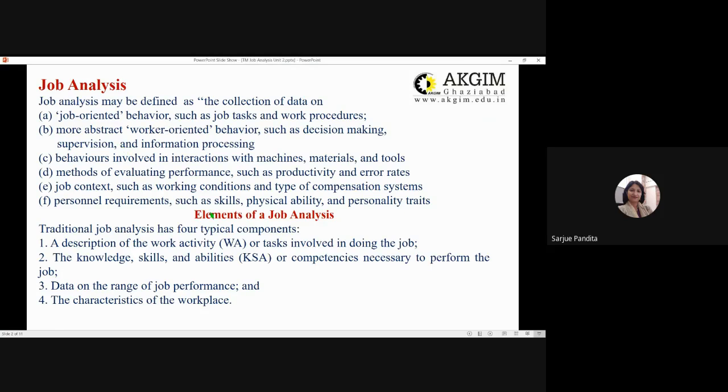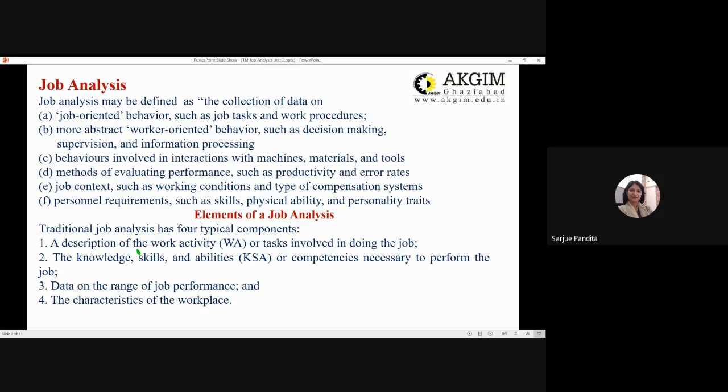Now, when we talk about job analysis, there are certain elements of job analysis. A traditional job analysis has four typical components. The first is a description of work activity or tasks involved in doing a job. What actually is a job? A job is a collection of various tasks. We can say, in a mathematical form, that task plus task is equal to work, and work plus work is equal to job. So, task is the basic unit of the job.